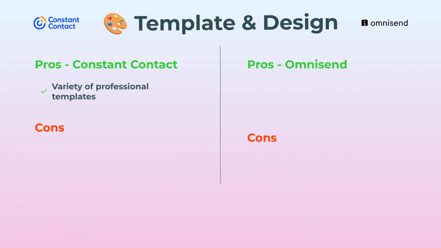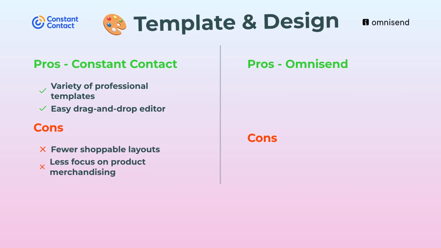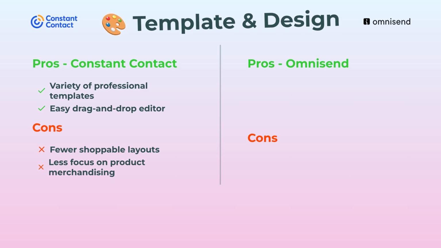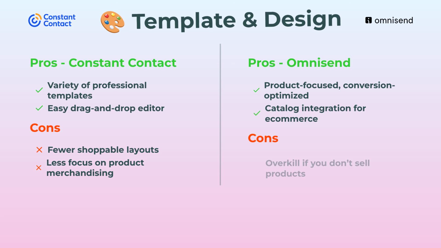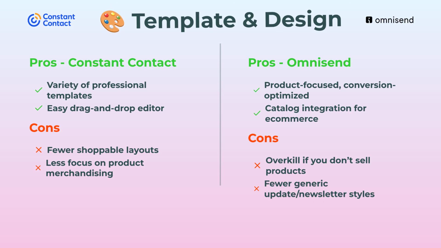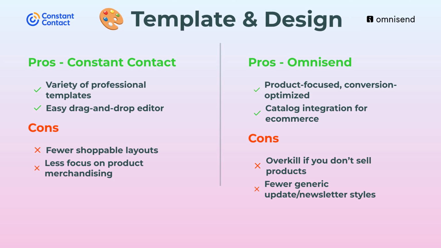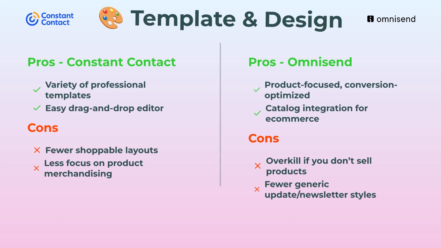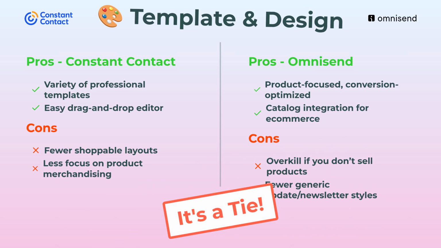Let's dive into template and design. Constant Contact offers a solid set of professional templates, plus an easy drag-and-drop editor. So, hey, if you want something clean and businessy, you'll like it. But if you want shoppable layouts, not so much. Omnisend is laser-focused on conversion and product showcasing. Plus, their templates pull straight from your catalog. It's overkill if you don't sell stuff, honestly, and their generic newsletter styles aren't as varied. So, both have their quirks and wins. Let's call it even here.